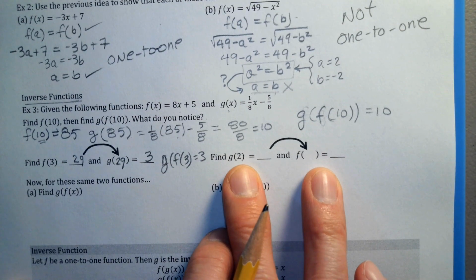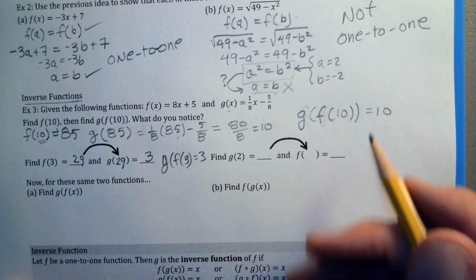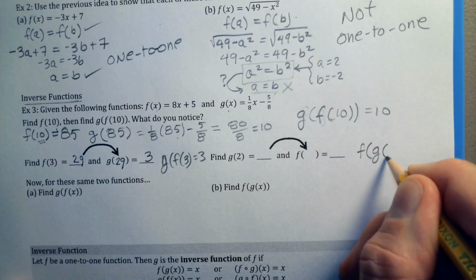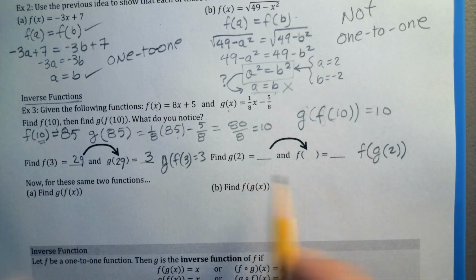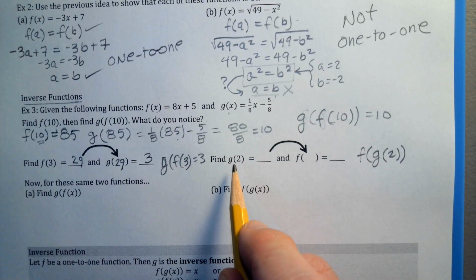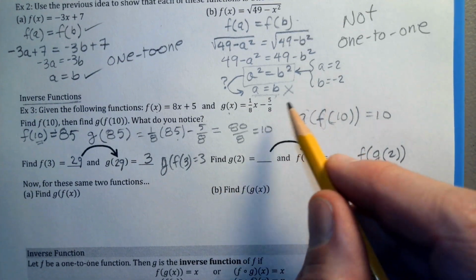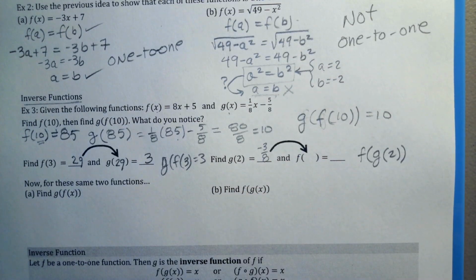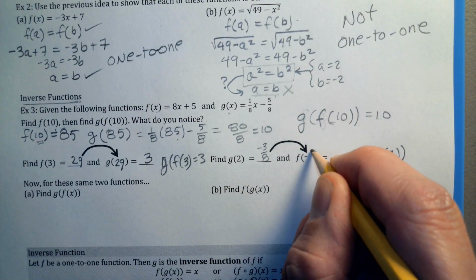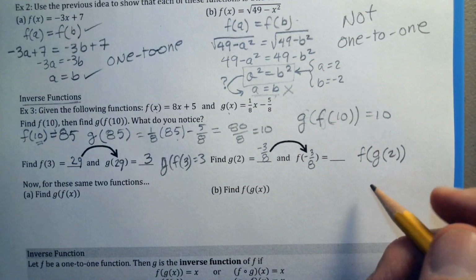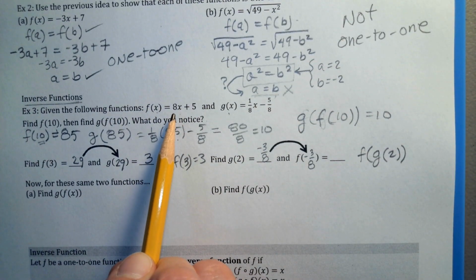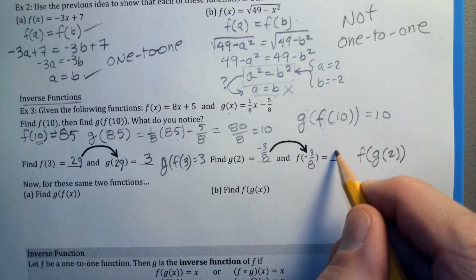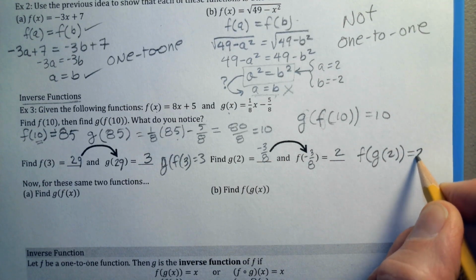And let's try 2. Let's do the reverse now. This time we're doing g first, and then we're going to plug that in. So we're really going to do f of g of 2 this time. That's what this is asking. So what's g of 2? We put 2 in. We get negative 3/8. And then when we plug negative 3/8 into f, the 8 is going to cancel with the 8 on the bottom. Negative 3 plus 5 is 2. So that's equal to 2.